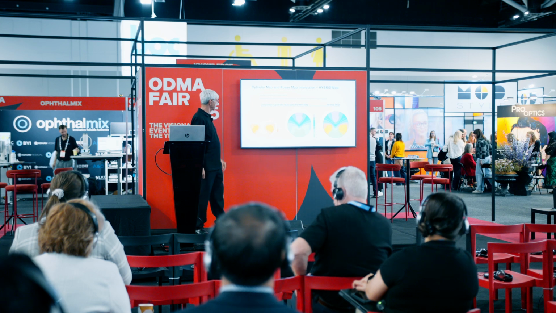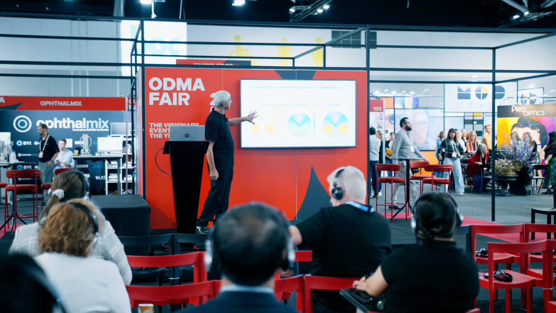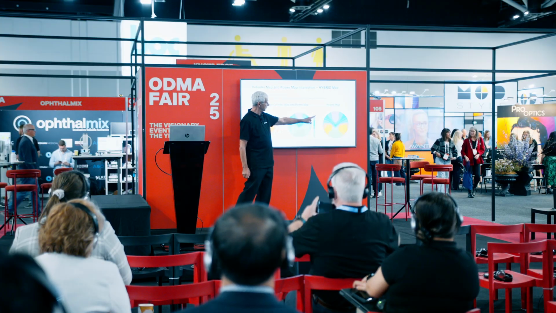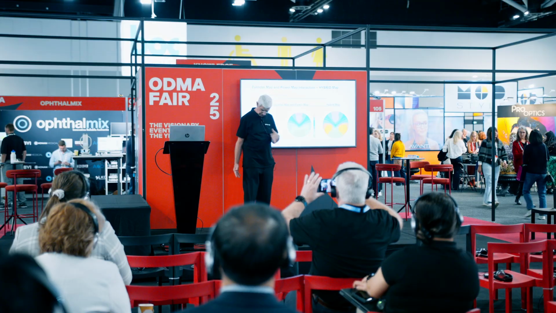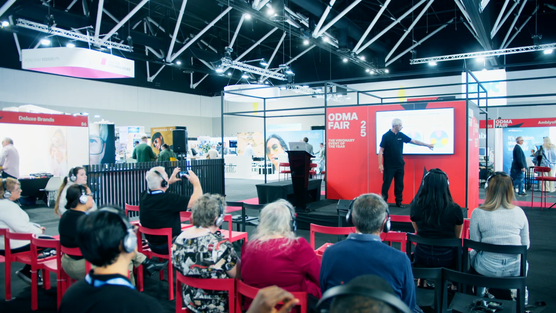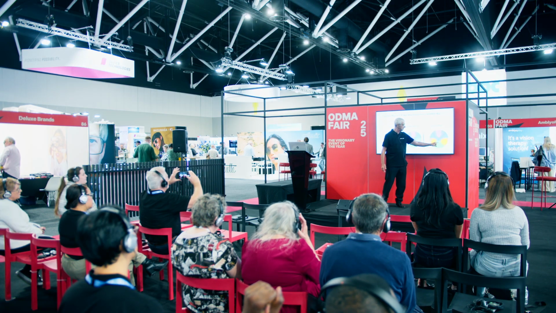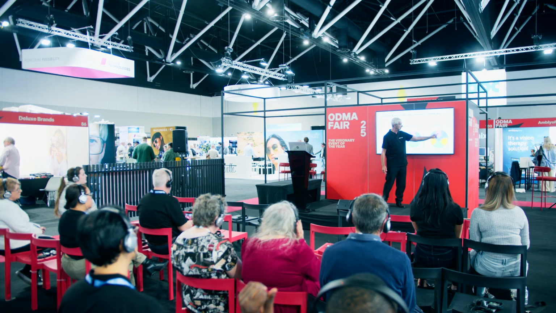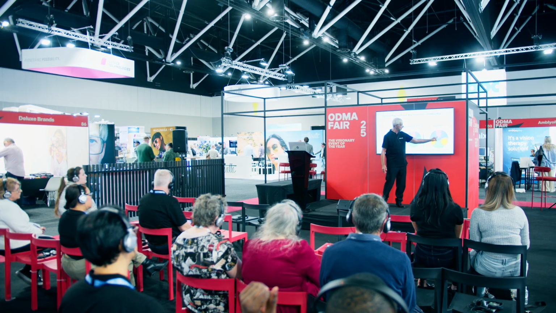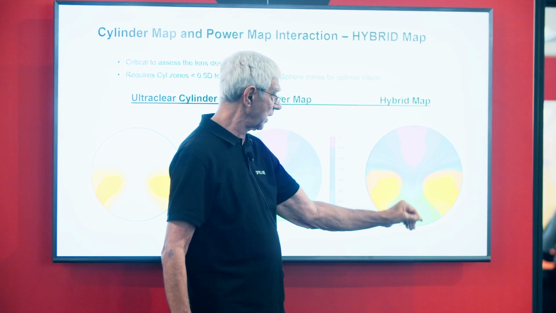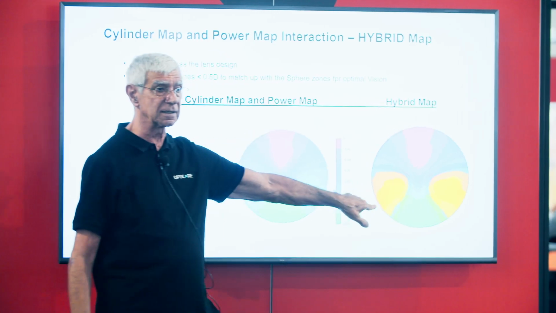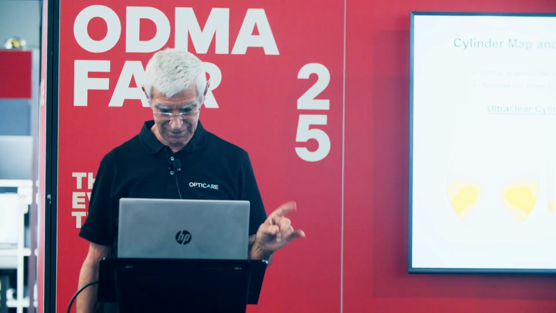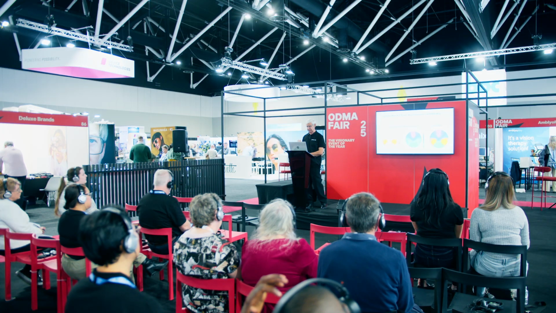What we do now is take the cylinder map, put it on top of the power map, and you end up with the hybrid map. This contour dot in here is where we can see clear vision. As you can see, our distance vision is really good. That's our plano, that's our 0.25, 0.50. So we're getting a good corridor, nice wide vision, and our reading opens up dramatically. That's, I would say, one of the best lenses that I've ever designed, and that's available today.